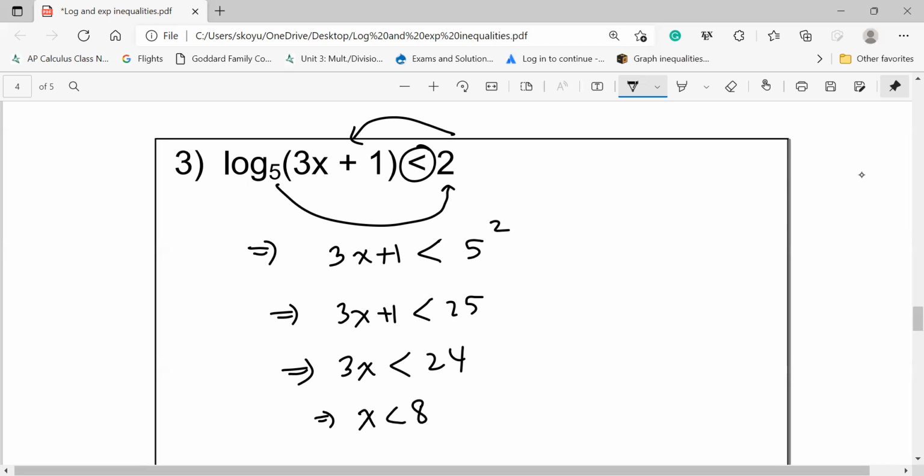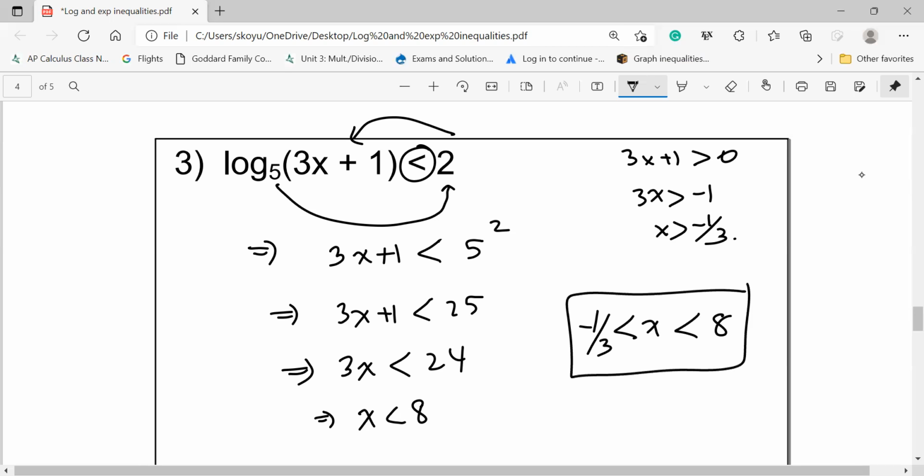Okay, x is less than 8 can include negative numbers too, but we don't want the negative number, right? So we want the input to be bigger than 0 always. So the input is 3x plus 1, and I want this to be bigger than 0, which gives x bigger than negative 1/3. So x is bigger than negative 1/3, and it's smaller than 8. That's going to be the solution, and you write it as an interval.